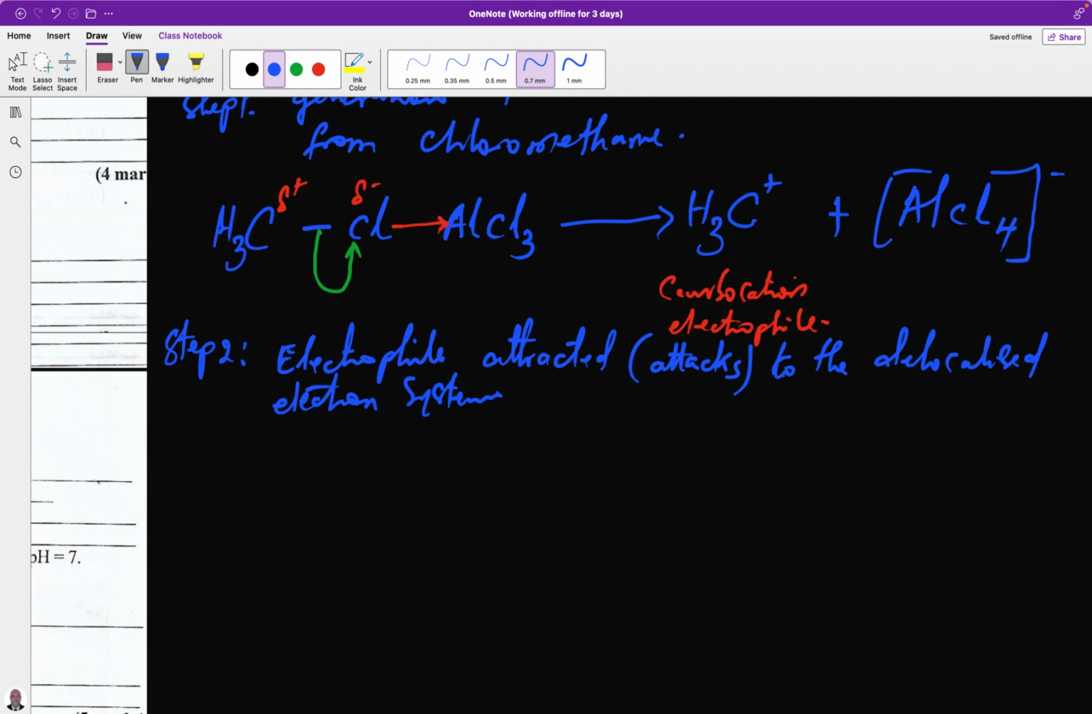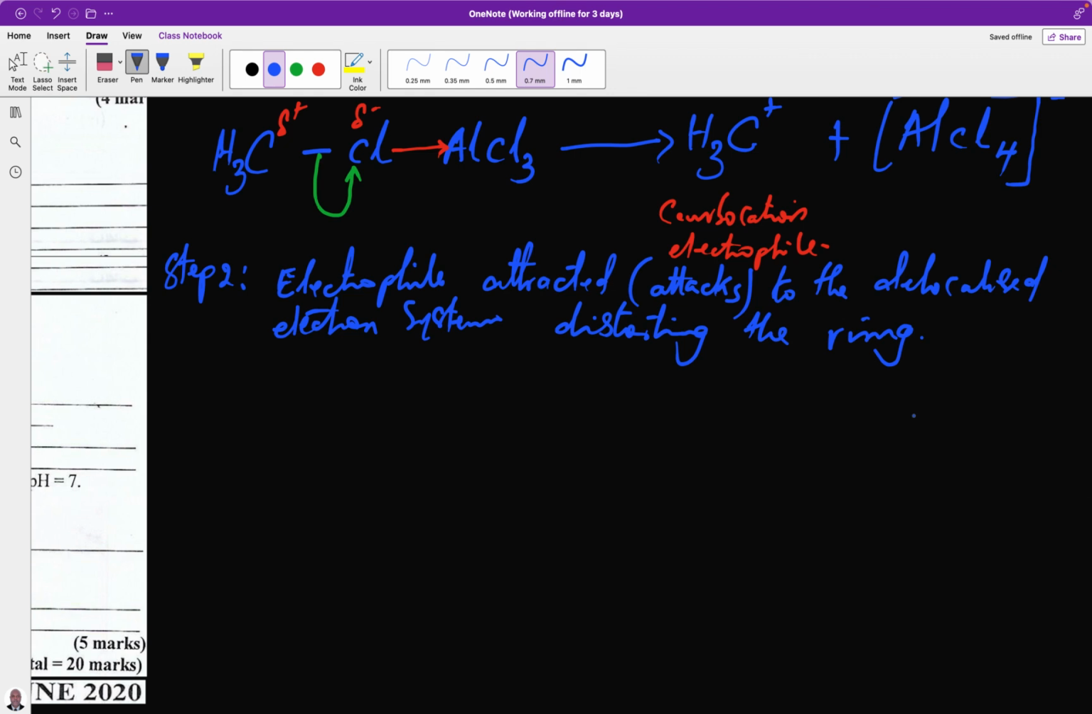The electrophile attacks the delocalized electron system, distorting the ring. This is what you are going to observe there. This is the electrophile, the carbocation electrophile. This is the distortion of the ring. The ring has been distorted.